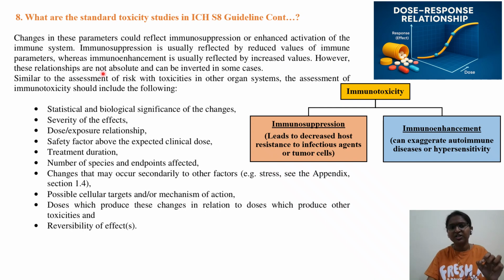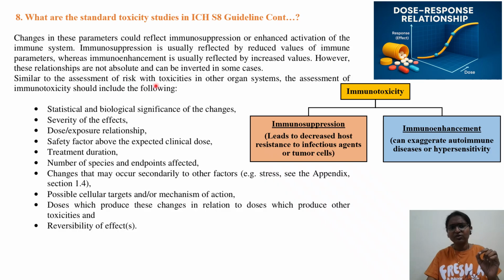However, these relationships are not absolute and can be inverted in some cases. So this is the thing that you have to understand as a scientist. We make one statement, but there will always be an exception to that statement. Even though there might be an increase or decrease in the count, there might be certain investigational drugs where this statement might not be applicable. There will always be exceptional chemicals. Nothing can be generalized. A few things can be generalized to some extent, but there will always be some exceptional statements. That you have to remember as a scientist.